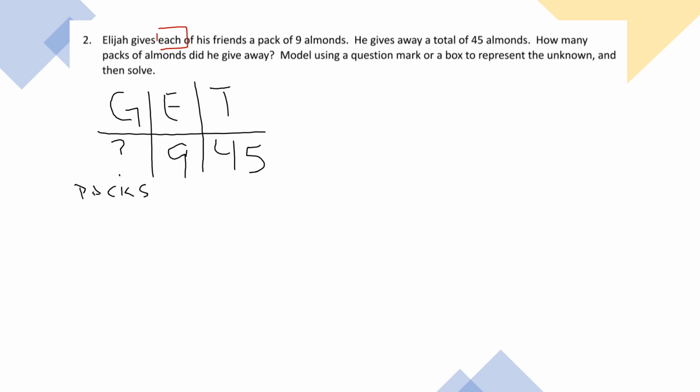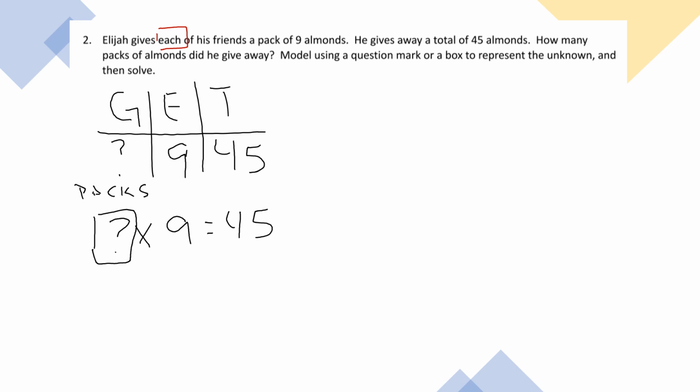All right. Model using a question mark or a box to represent the unknown and then solve. Well, I have my question mark, and now I can write out a division equation as well as a multiplication equation representing the information that I have in my get chart. So question mark times 9 equals 45, because as we know with the get chart, it's groups times each equals total.